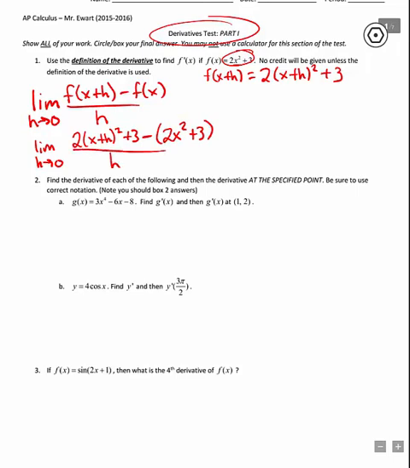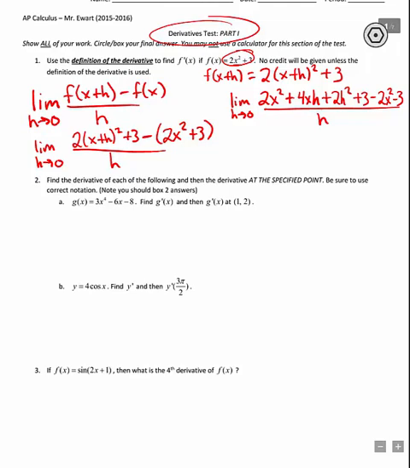all divided by h. Then we always have to rewrite the limit until you actually plug in 0 for h. So we're going to expand this. That's going to be 2x squared plus 4xh plus 2h squared plus 3. I'll distribute this negative, minus 2x squared minus 3, all divided by h. And I did do 2 steps here. I FOILed out x plus h squared, and then I multiplied everything by 2.